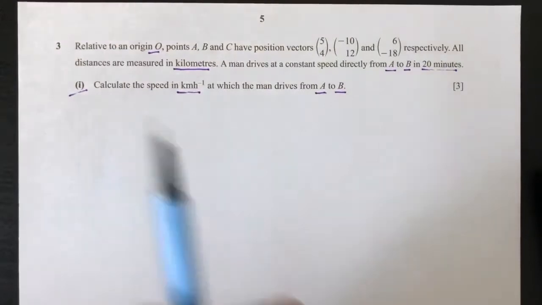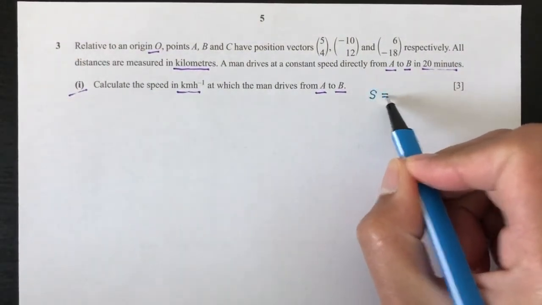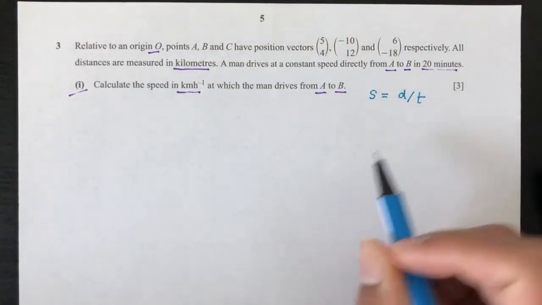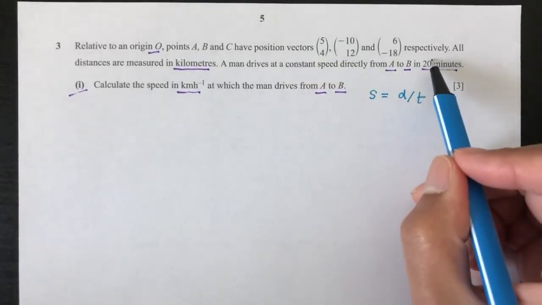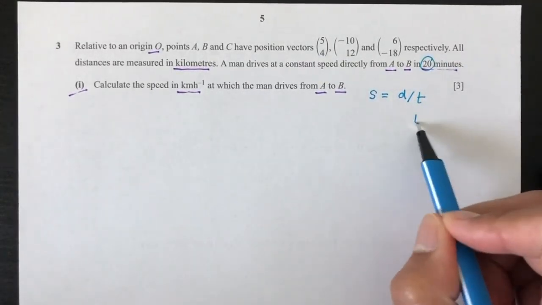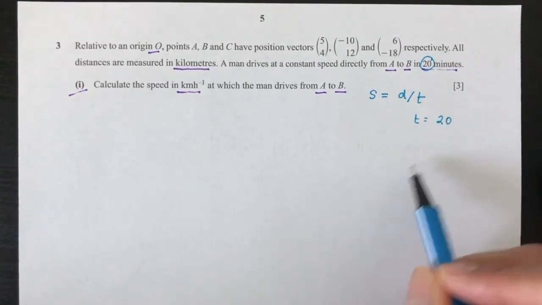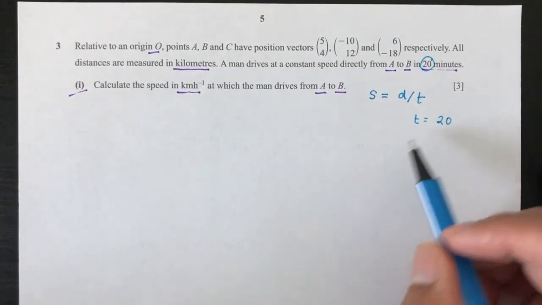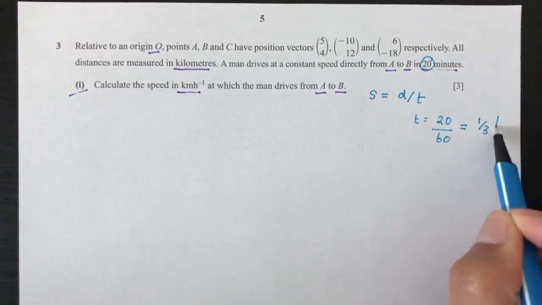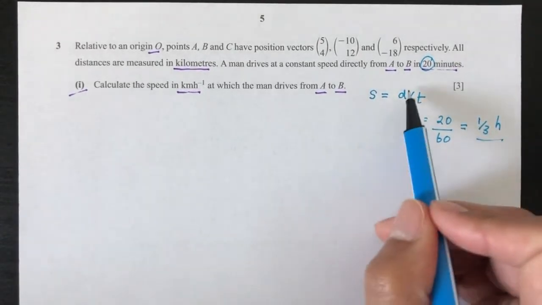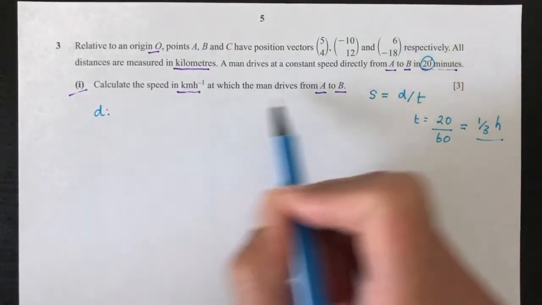So, to find speed, speed is equal to distance divided by time. So we have to find distance, we have to find time. Time has been given to you for 20 minutes, so time is 20 minutes. How do you make minutes become hours? You have to divide by 60 for it to become hours. That is 1/3 hours.